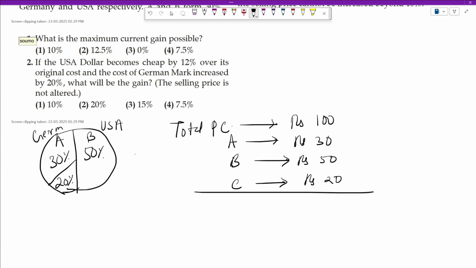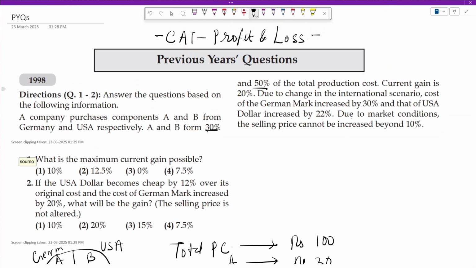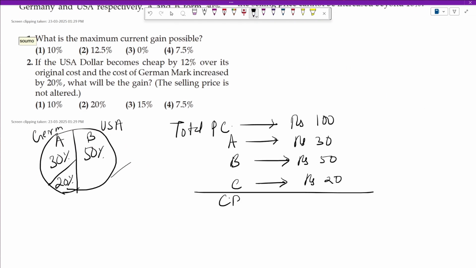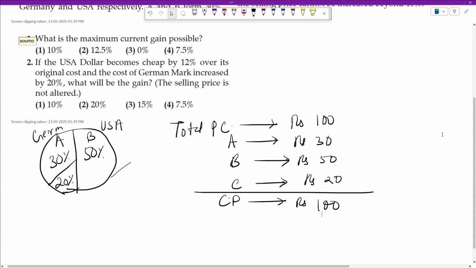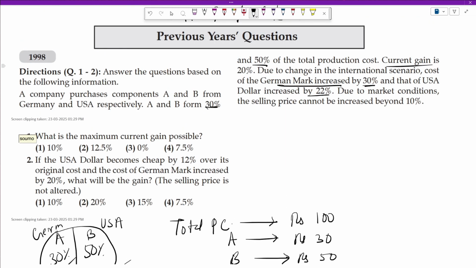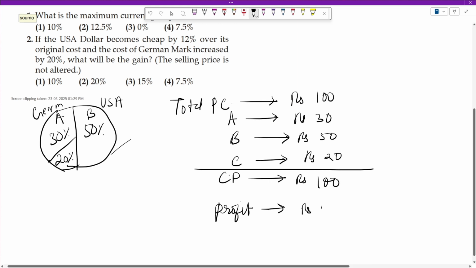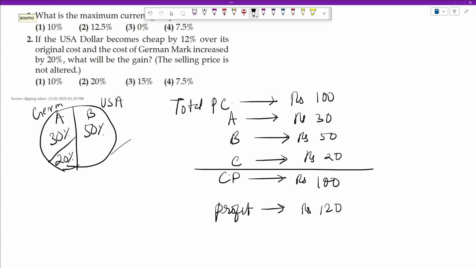This is what I can infer from this also. Now they are saying in the next line that the German mark increases by 30% and the dollar is increased by 22%. Also that the current gain is 20%. That means of the production cost, I'm assuming you must have understood this is nothing but the CP. I'm extremely sorry, CP is rupees 100, and gain is of 20%, that is they have given over there, right? You have seen it over there, 20%. So the profit will be rupees 20 of 100. You can also say selling price is 120. All of that is correct.